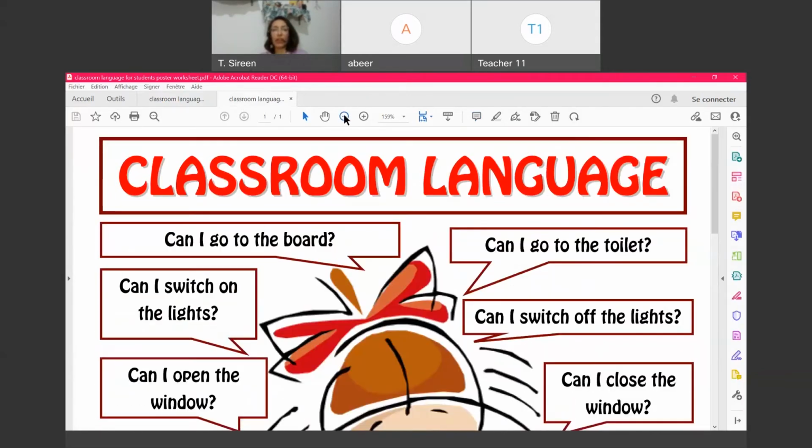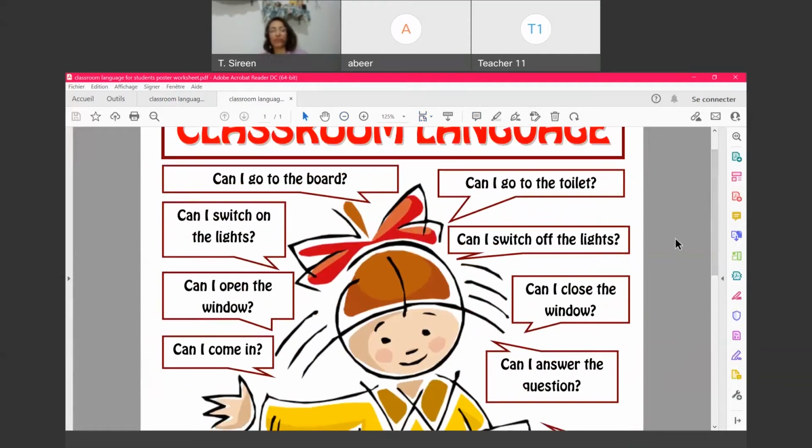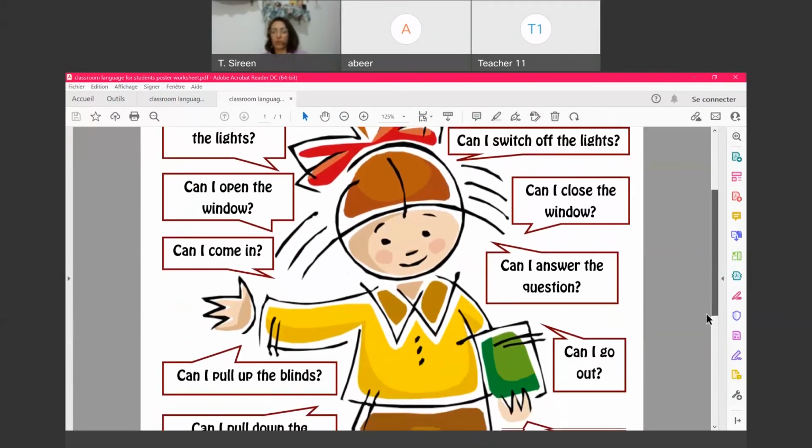Other classroom language that we also use. Continue. Can I go to the board? Can I switch on the lights? Can I open the window? Can I come in? Can I go to the toilet? Can I switch off the lights? Can I close the window? Can I answer the question?